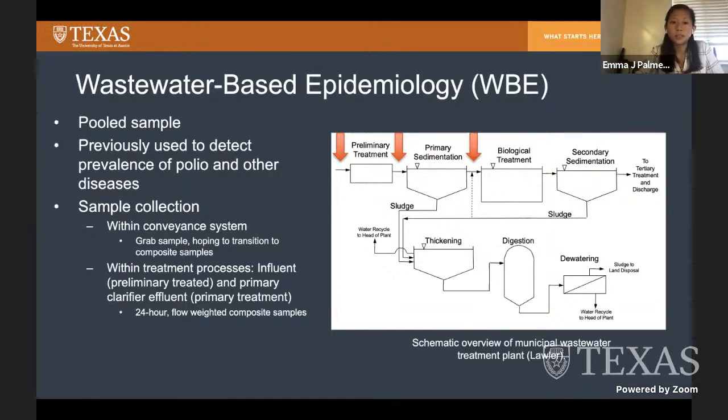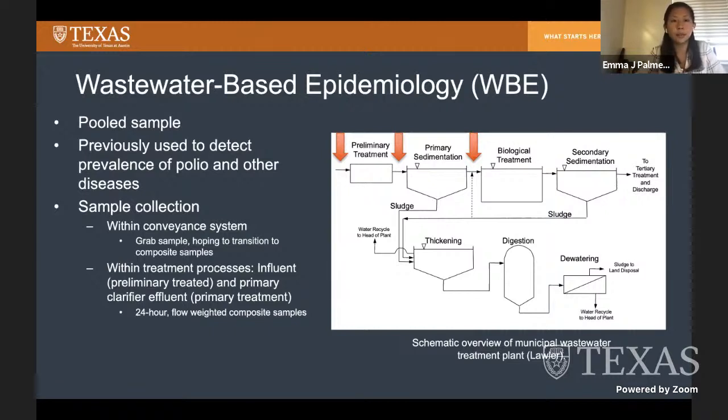The other 2 samples that we're getting are within the wastewater treatment plant. The first is an influent sample, which is just preliminary treatment, meaning we're removing some of that large debris that would get in the way of our sample collection and processing downstream. The second type is primary clarifier effluent. Within a wastewater treatment plant, which I have the schematic of on the right, we have several different layers of treatment, and primary clarification basically just settles out some of those larger solids. Both of these sample types within our wastewater treatment plant are what we call 24-hour flow-weighted composite samples.